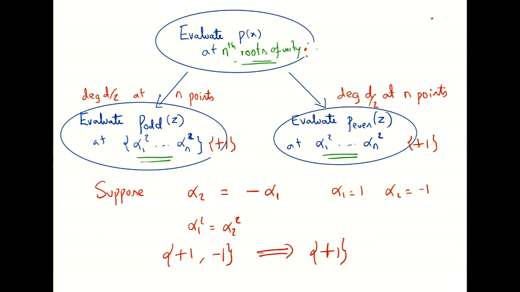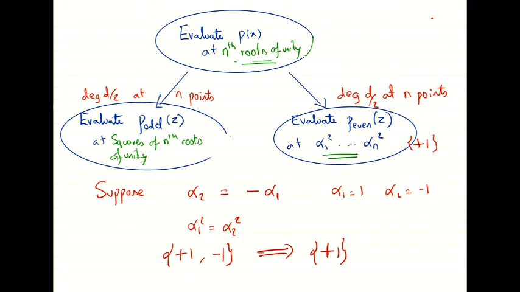Okay? Let's assume n is a power of 2, and we can talk about the nth roots of unity. Then over here, I would have the squares of nth roots of unity. Right here, I would have squares of nth roots of unity. Right, squares of those numbers.